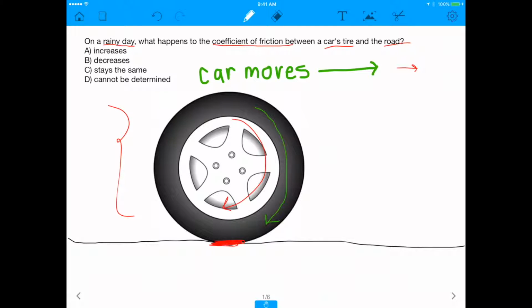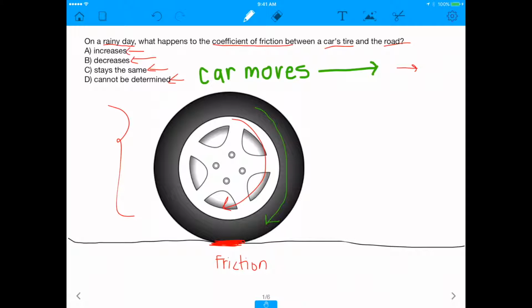At this moment of contact between the car's tire and the road, there's friction, right? I'm going to define friction in a bit, but I want to know what happens to that friction when there's water involved. Does that friction increase? Does it decrease? Does it stay the same? Or can you not determine what exactly happens to it?